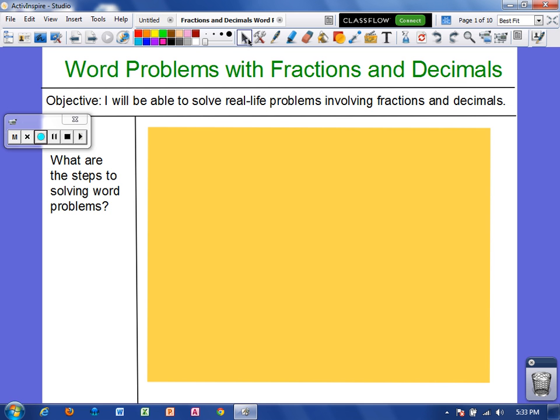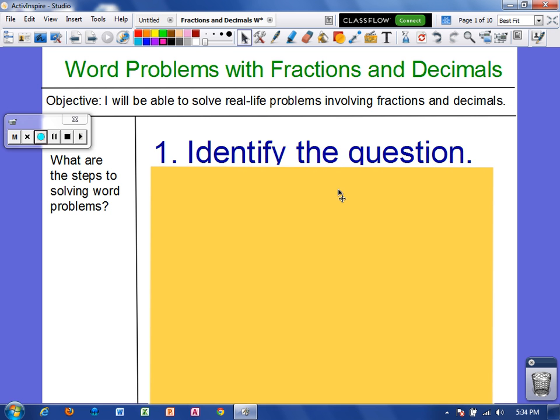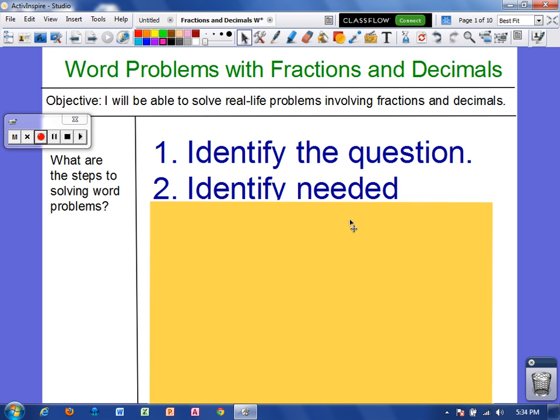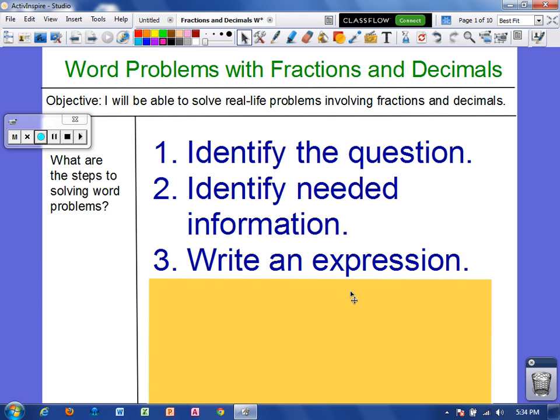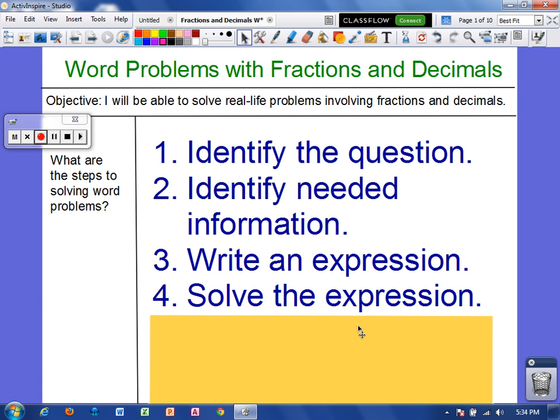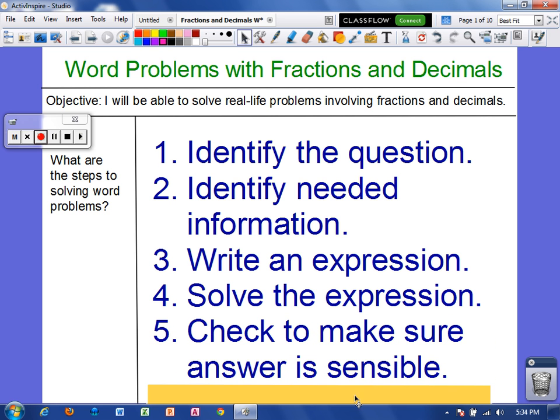So let's just review the steps that we need whenever we're going to solve a word problem. The first thing we want to do is identify the question, and figure out what it's asking us to find. The next thing is to identify the needed information that we have to use so that we can actually solve that problem. Then we're going to write an expression. Then we're going to solve that expression. And then we want to check to make sure that the answer is sensible.